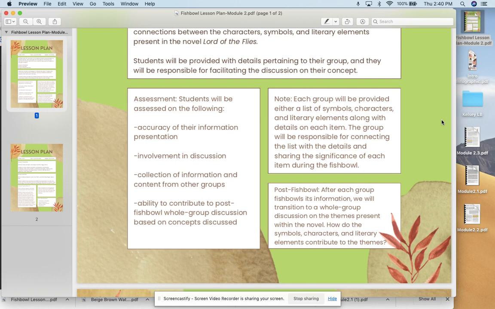Which leads me to, after the fishbowl, after each group finishes presenting its information, we transition to a whole group discussion. The whole group discussion is centered around the themes that are present within the novel. And what I typically like to do in the whole group discussion is discuss how the symbols, characters, and literary elements contribute to these themes. So not only are we coming up with the themes that are present in the novel, we are adding elements that support those themes and that become a catalyst to continue the novel on.